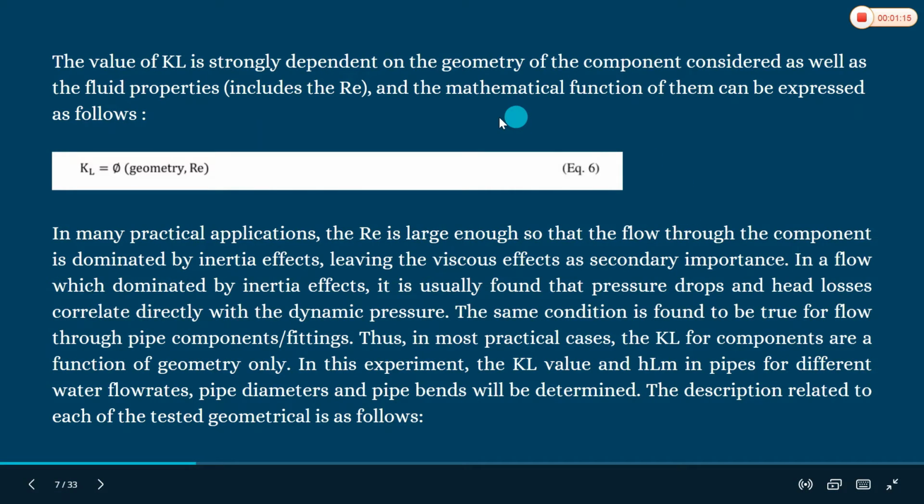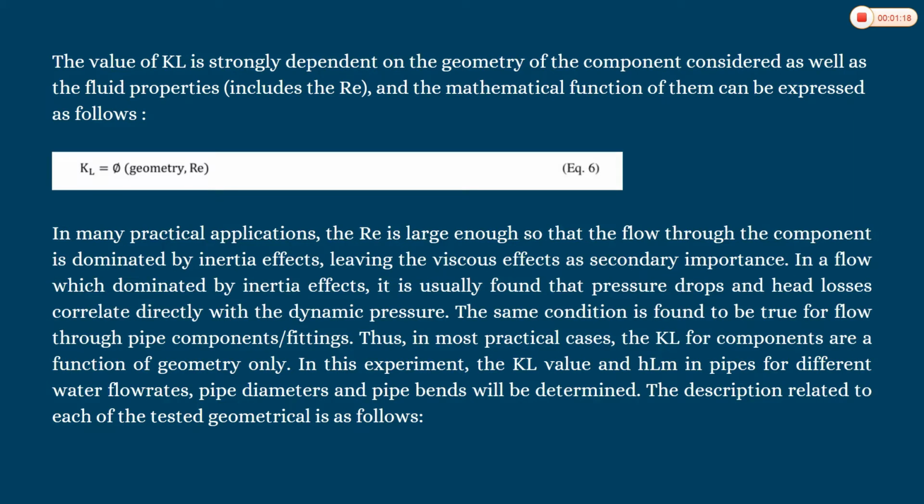So basically, in many practical applications, the Reynolds number is large enough so that the flow through the component is dominated by inertial effects, leaving the viscous effects as secondary importance. In a flow dominated by inertial effects, it is usually found that pressure drops and head losses correlate directly with the dynamic pressure. Therefore, the friction factor for very large Reynolds number in fully developed pipe flow is independent of the Reynolds number. The same condition is found to be true for flow through pipe components or fittings.